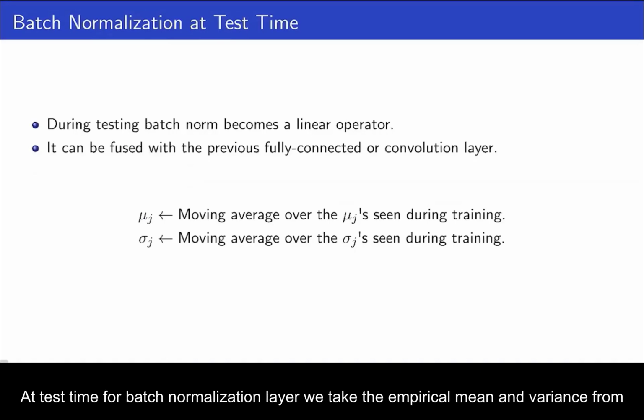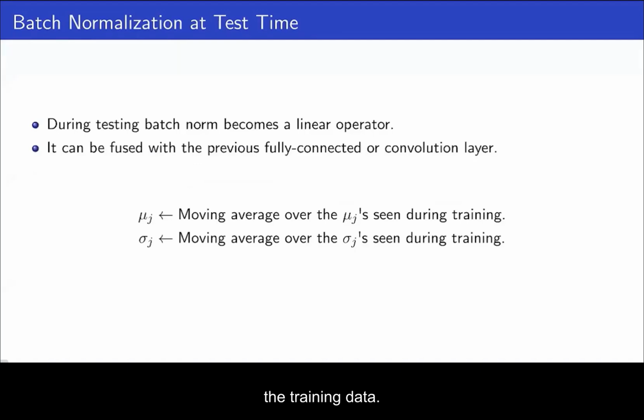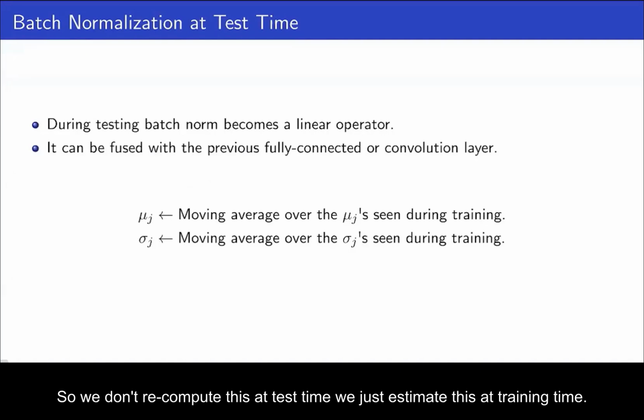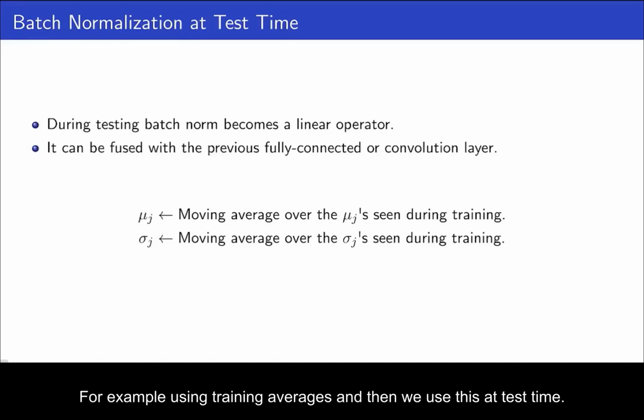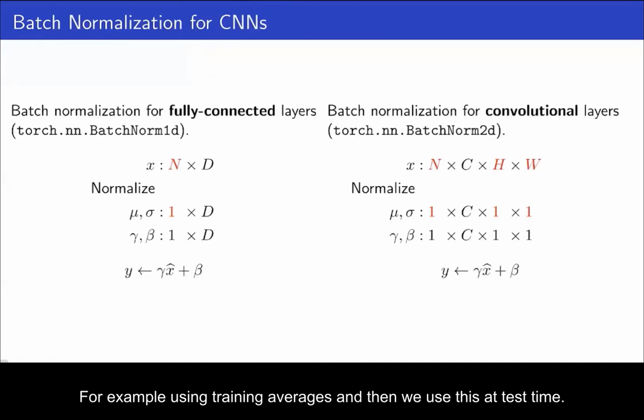At test time for a batch normalization layer, we take the empirical mean and variance from the training data. So we don't recompute this at test time, we just estimate this at training time, for example, using training averages, and then we use this at test time. We can apply this the same way to fully connected and convolutional layers.